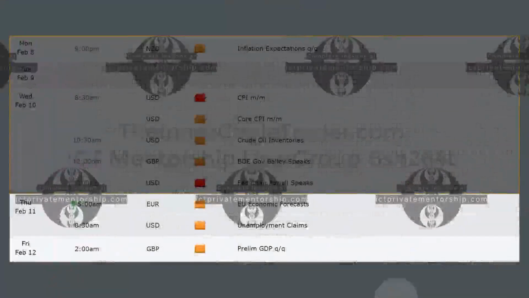All right, so I got my calendar for Thursday. This is what we have left. Essentially, the unemployment claims for the New York session tomorrow. That's what I'm really focused on primarily. And then Friday, we have preliminary GDP for cable.